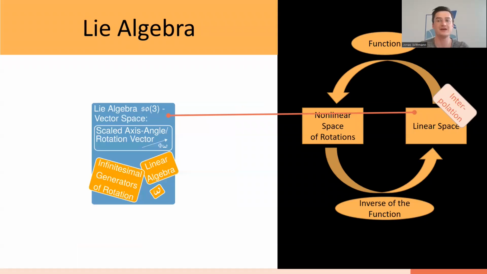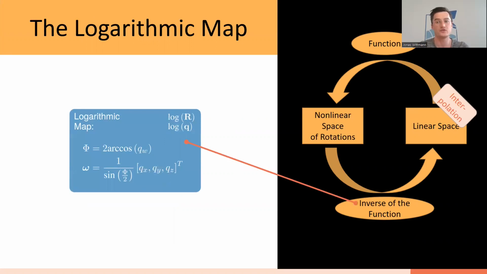The corresponding linear vector space of this Lie group is the Lie algebra, in which we want to interpolate. The Lie algebra uses 3 parameters to represent rotations, and we refer to it as scaled axis angle representation. That is, we define an axis of rotation and scale this axis by the magnitude of the angle. To transform an element from the Lie group to the Lie algebra, we use the logarithmic map.